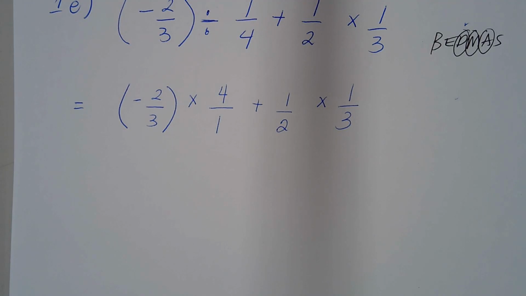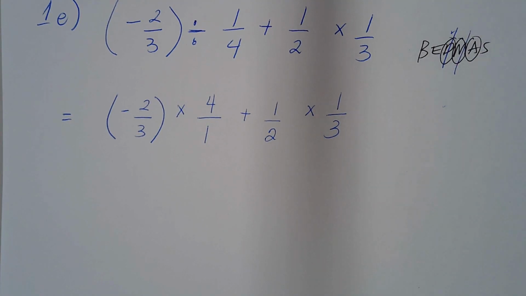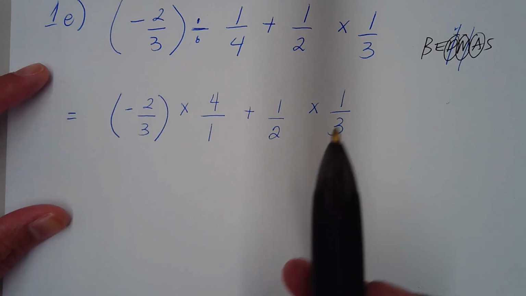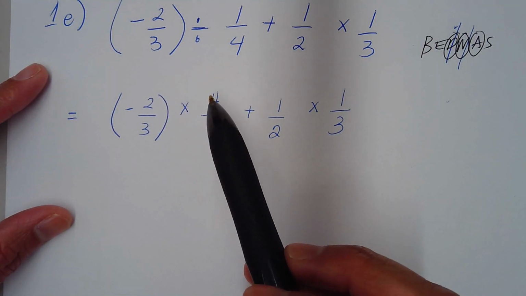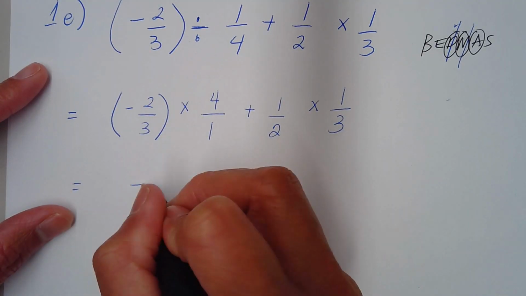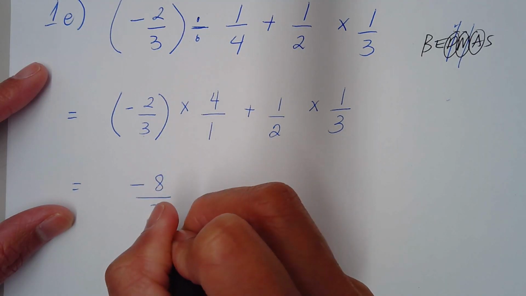Well, I didn't really divide. What I just did was change the dividing to multiplication. Now I got to do multiplication. How do we multiply? What's the rule? Numerator times numerator, denominator times denominator. So can we reduce? No? Okay, so we'll just multiply. Numerator times numerator, so that makes it negative 8. Denominator times denominator, that makes it 3.